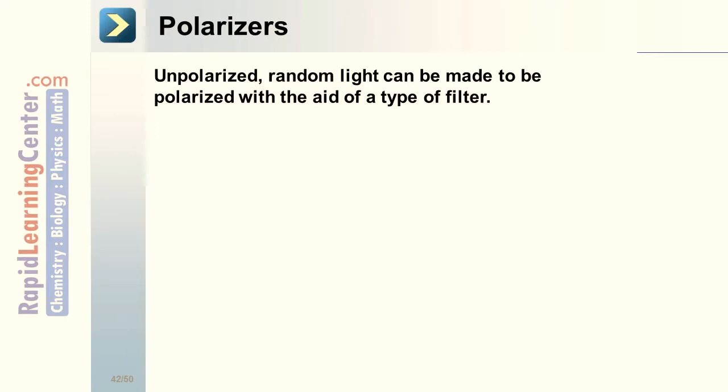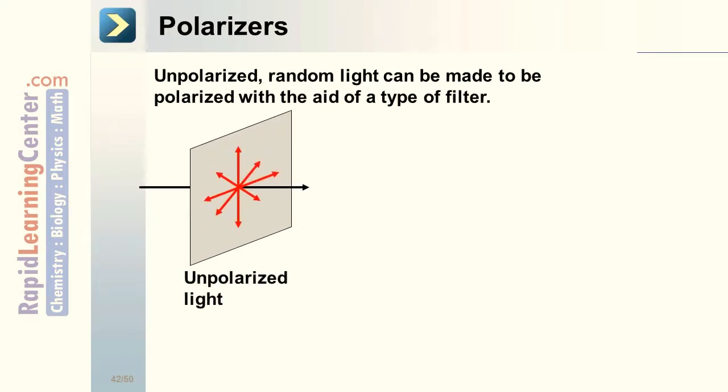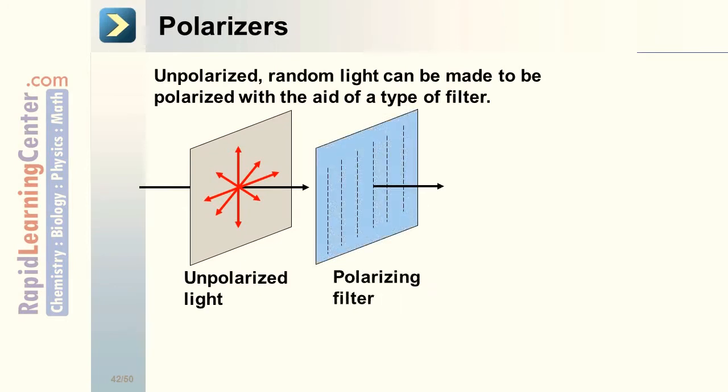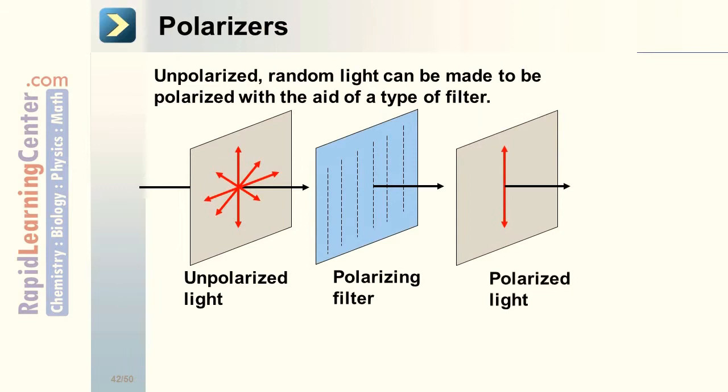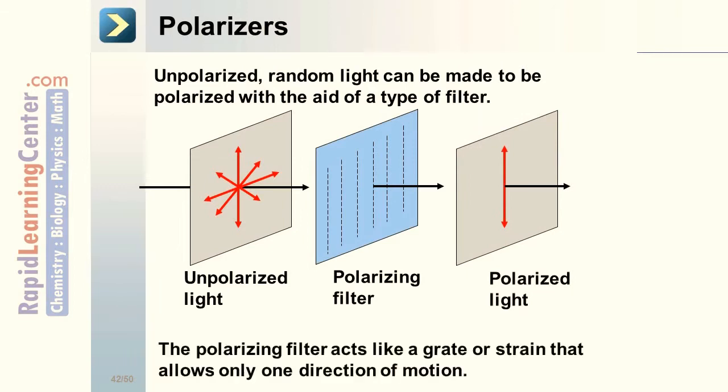Polarizers. Unpolarized or random light can be made to be polarized with the aid of a type of filter. Take our unpolarized random light here, pass it through a polarizing filter, and the result out the other side is polarized light.